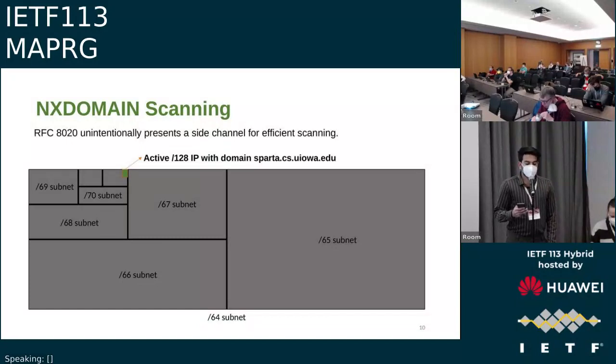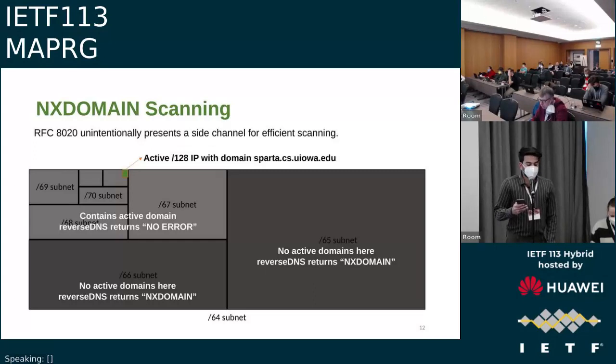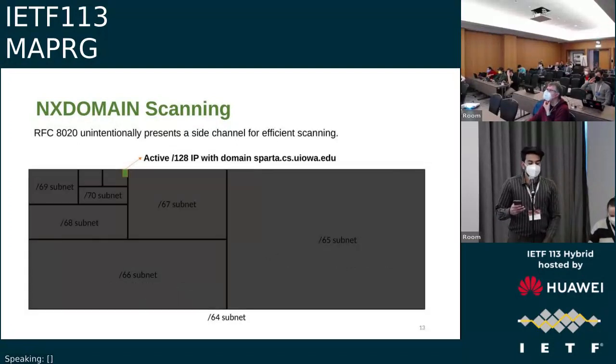So I end up sending queries to both, and the right part is going to return NXDOMAIN, but the left part is going to return no error. Now I know I only need to focus my efforts on the left part. I'll do the same for the /66s on the left: I get NXDOMAIN for the part on the bottom, but no error for the part on the top. I do this for /67s, /68s, /69s, till I reach /127s. In the end, I reach the whole /128 IPv6 address.